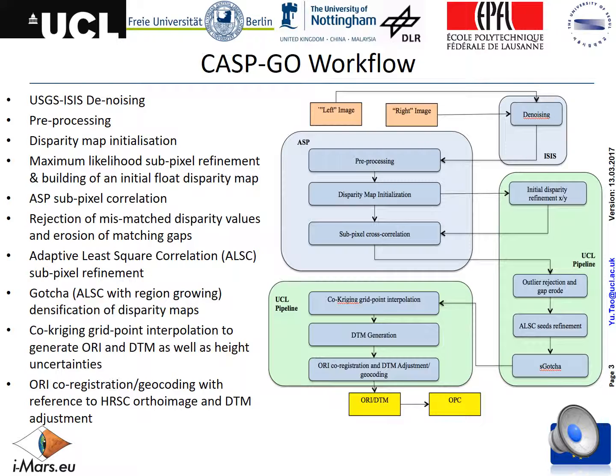The CASP-GO pipeline is shown in the figure on the left. Apart from the ASP processing, 5 additional workflows were introduced to further improve the ASP results. This includes a fast maximum likelihood subpixel refinement method to build a float initial disparity map, an outlier rejection and erosion scheme to define and eliminate some mismatches, an adaptive score correlation and region growing-based refinement and densification method to refine the disparity value and match the unmatched and mismatched areas, calculating grid point interpolation to generate DTM as well as a height uncertainty for each DTM point, and array co-registration with respect to HRSC image.